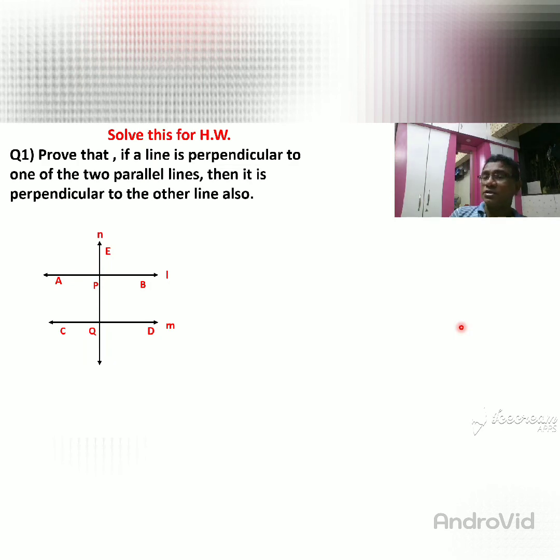Whether you understand or not can be checked with the help of homework, and I am giving you homework here. Prove that if a line is perpendicular to one of the two parallel lines, then it is perpendicular to the other line also. So you want to prove that it is perpendicular to the other line also. Here perpendicular means forming 90 degrees.